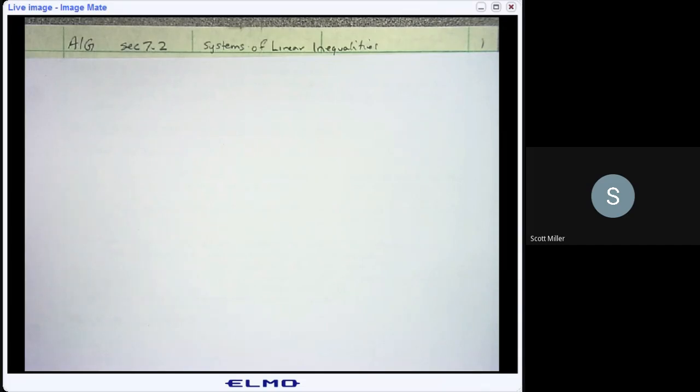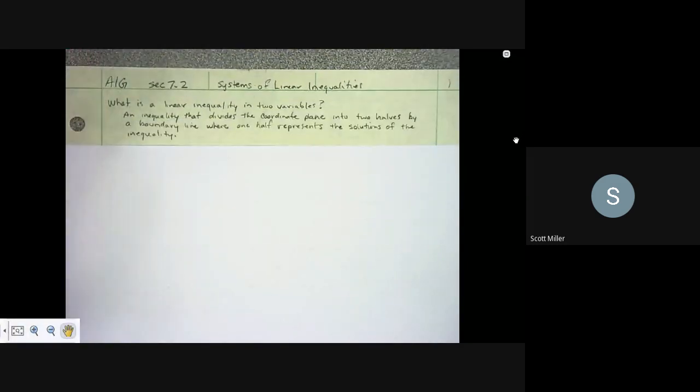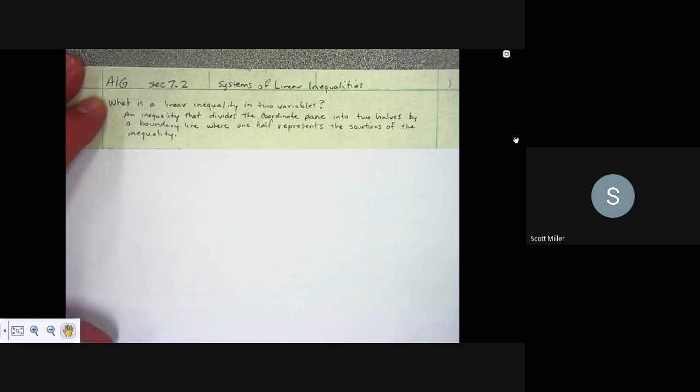Okay, so today we're going to be looking at section 7.2, systems of linear inequalities. So what is a linear inequality in two variables? An inequality that divides the coordinate plane into two halves by a boundary line, where one half of the plane represents the solutions of the inequality. Okay? That's what a linear inequality in two variables is.